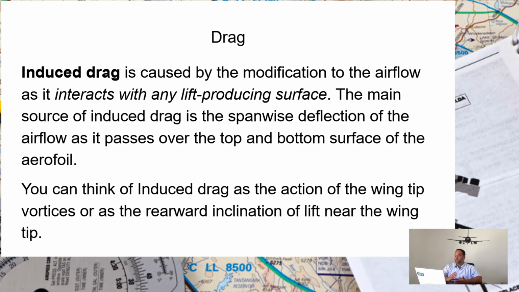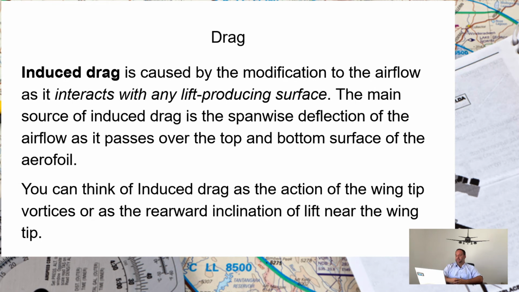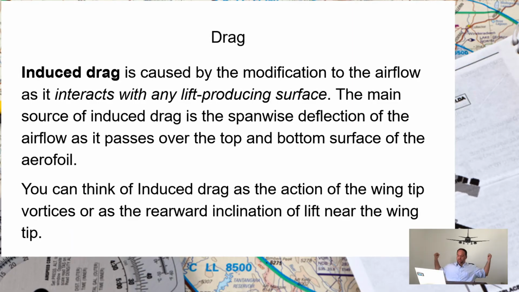Induced drag is caused by modification of the airflow as it interacts with any lift-producing surface. The main source of induced drag is the span-wise deflection of the airflow on the wing as it passes over the top and bottom surfaces of the airfoil. You can think of induced drag as the action of the wingtip vortices. Wingtip vortices, guys. Or as the rearward inclination of lift near the wingtip.